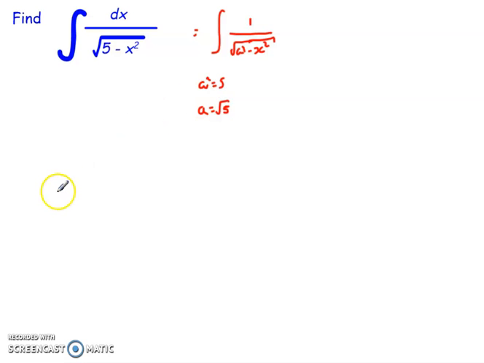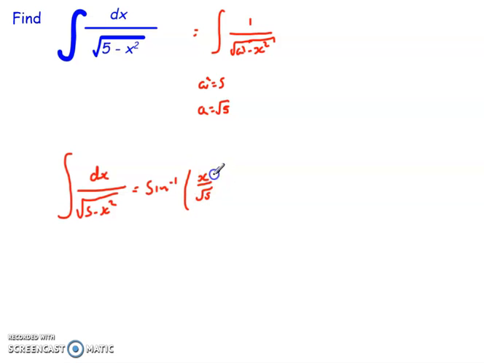So what I'm then able to do is just use that standard form that we know. So I get that the integral of dx over the square root of 5 minus x squared is equal to sine minus 1 of x over root 5 plus c. Nice, quick, and straightforward. And that depends not on the form that x is written in.